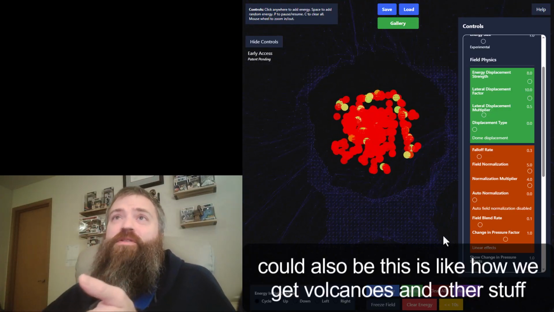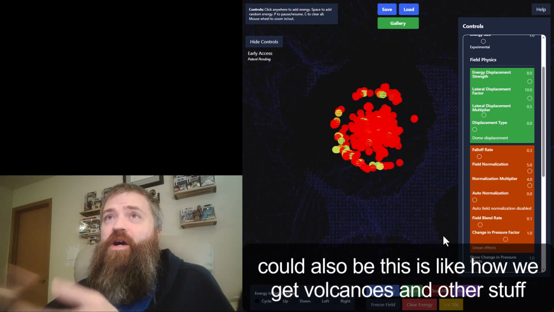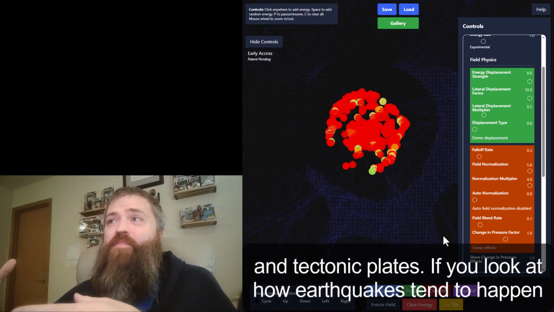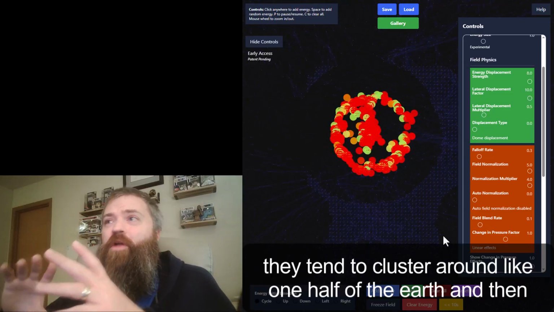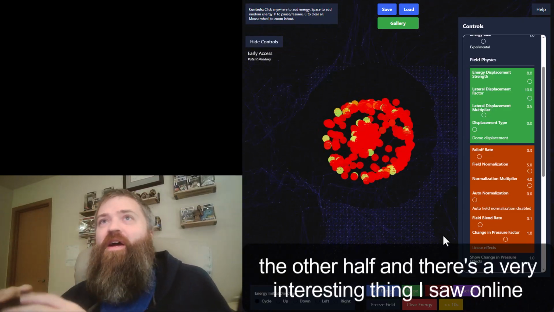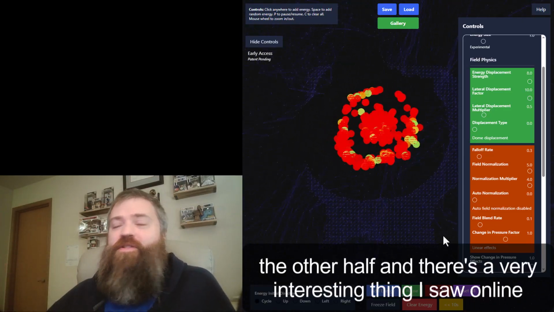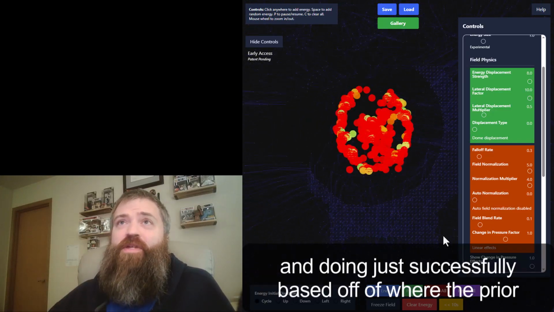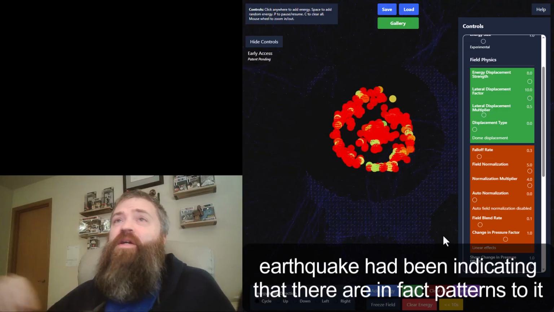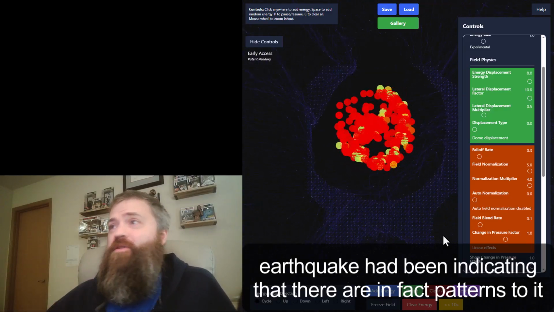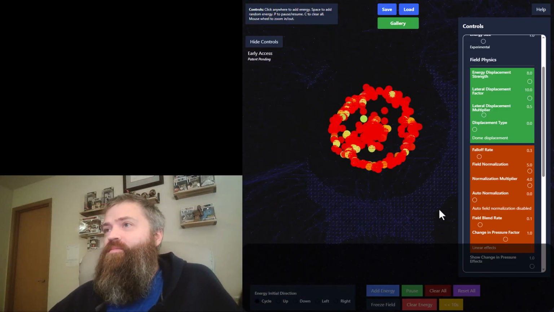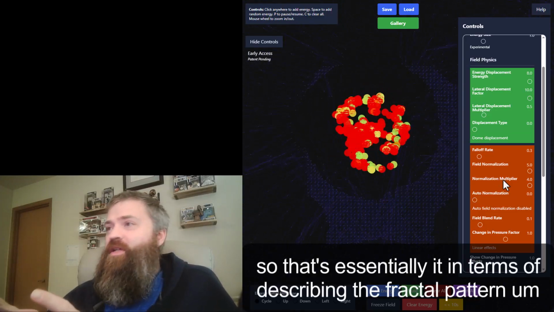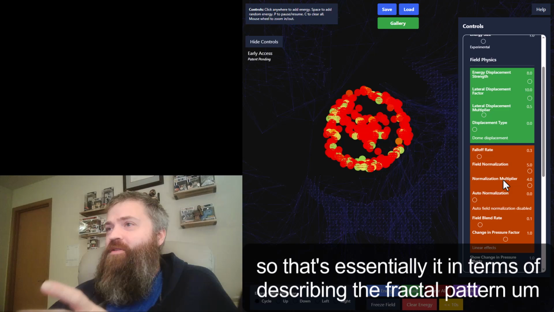It could also be how we get volcanoes and other stuff and tectonic plates. If you look at how earthquakes tend to happen, they tend to cluster around one half of the earth and then the other half. And there's a very interesting thing I saw online where someone was predicting the next earthquake, successfully, based off of where the prior earthquake had been, indicating that there are in fact patterns to it. So that's essentially it in terms of describing the fractal pattern.